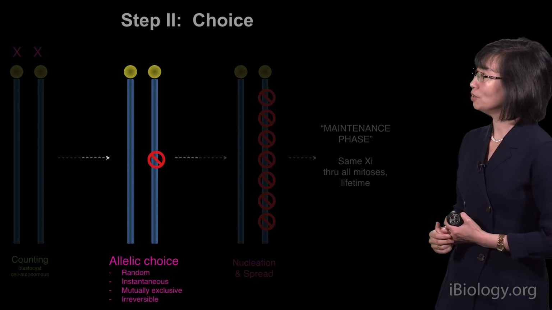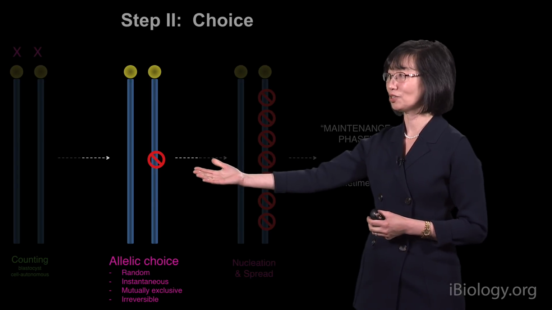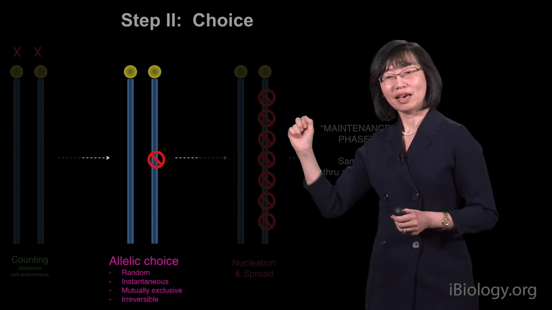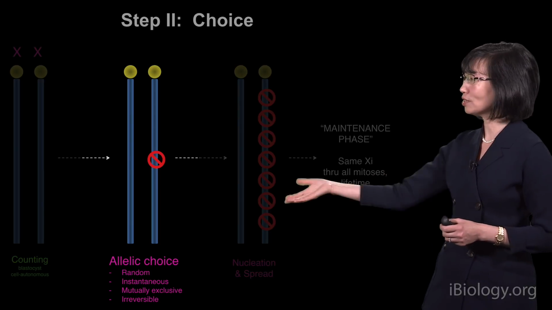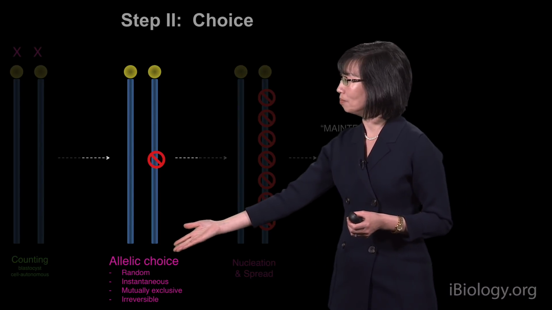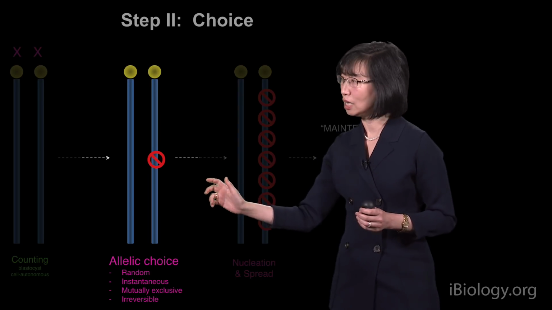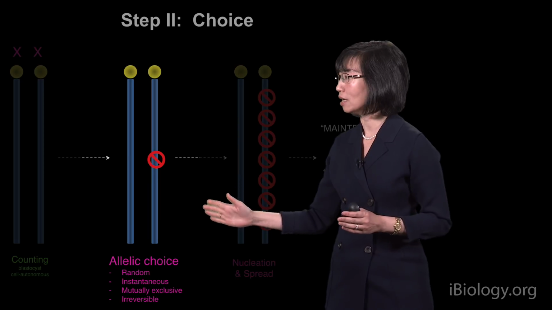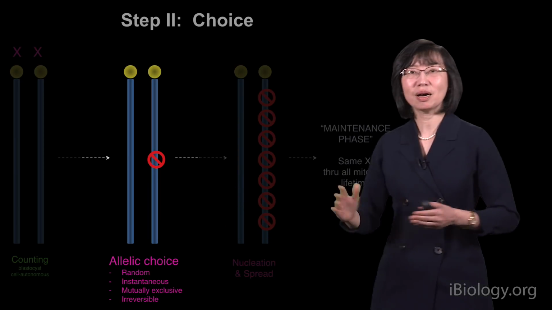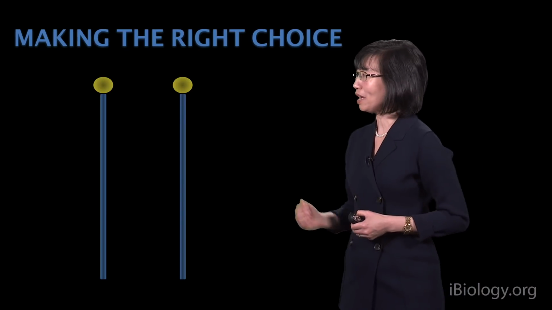What I'd now like to turn your attention to is the second step of X inactivation, which is allelic choice. And I mentioned in the first lecture that this is a conceptually very challenging problem because here choice has to be random, it has to be instantaneous, mutually exclusive, and completely irreversible. Okay. So how do we make the right choice?